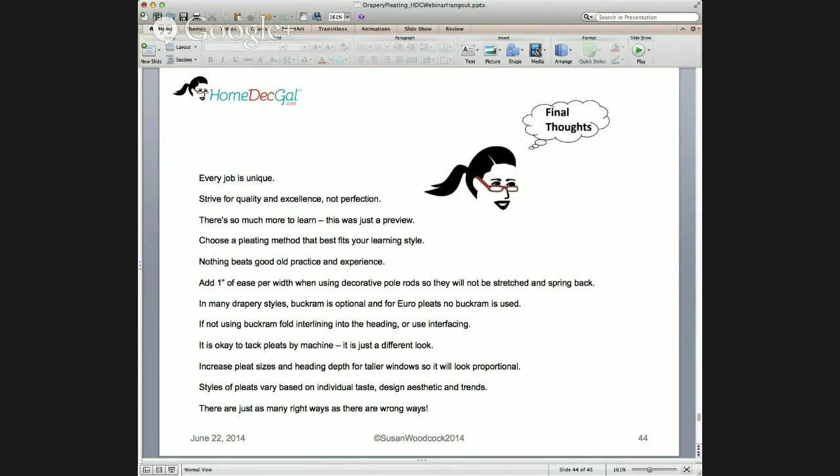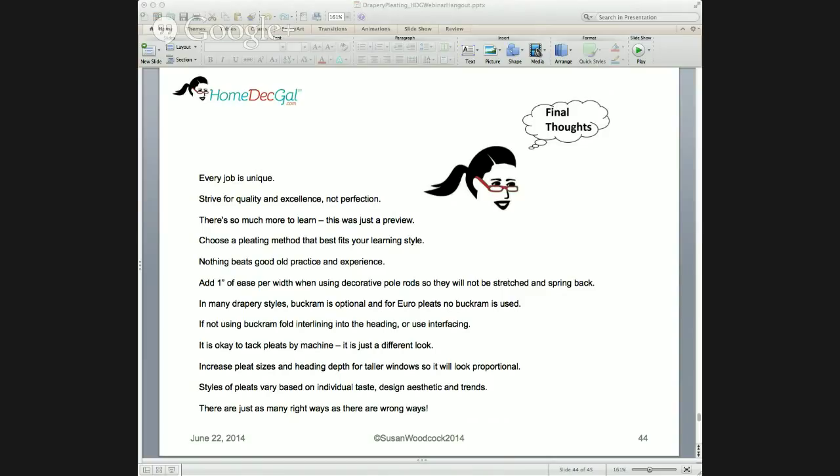So I'm going to finish up with just some final thoughts from Home Deck Gal's head. And let me see if I have any Q&As. Okay. Remember that every job is unique. You can't say every job I'm going to do with 5-inch pleats and 4-inch spaces. Every job's unique. It's not going to work like that for you.